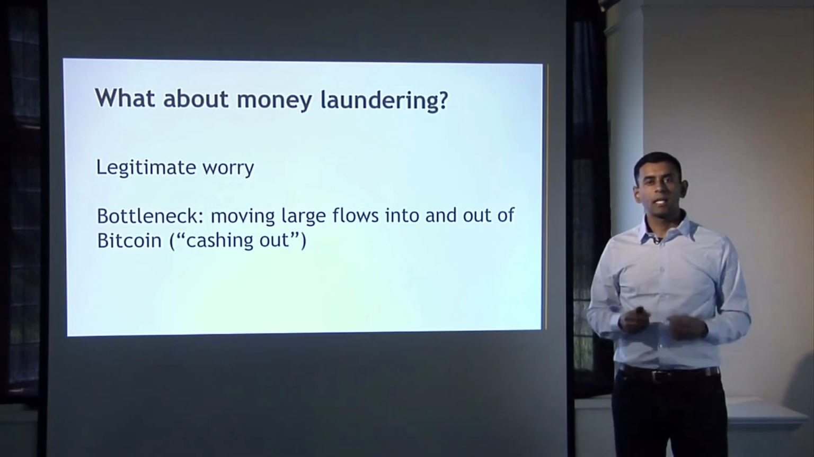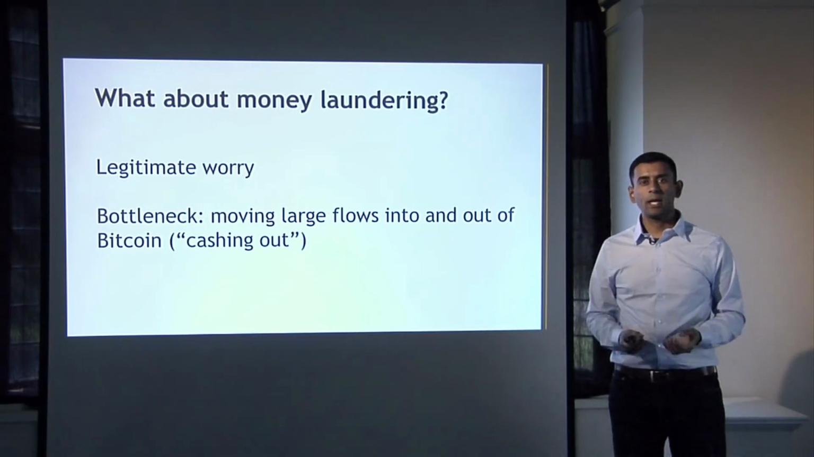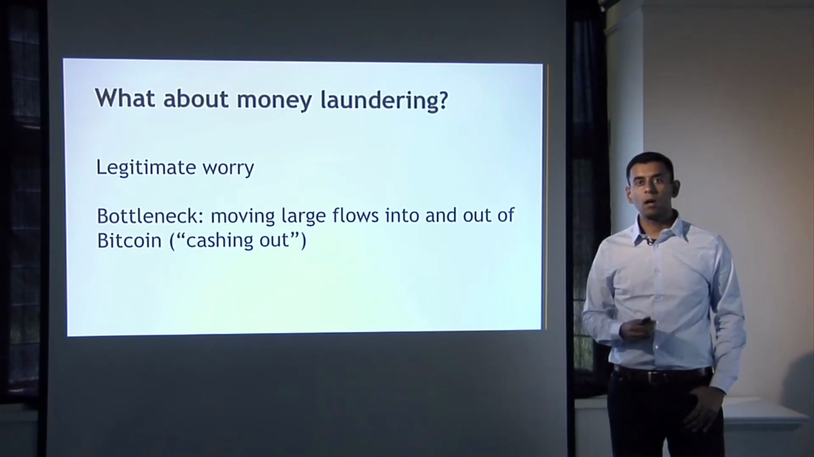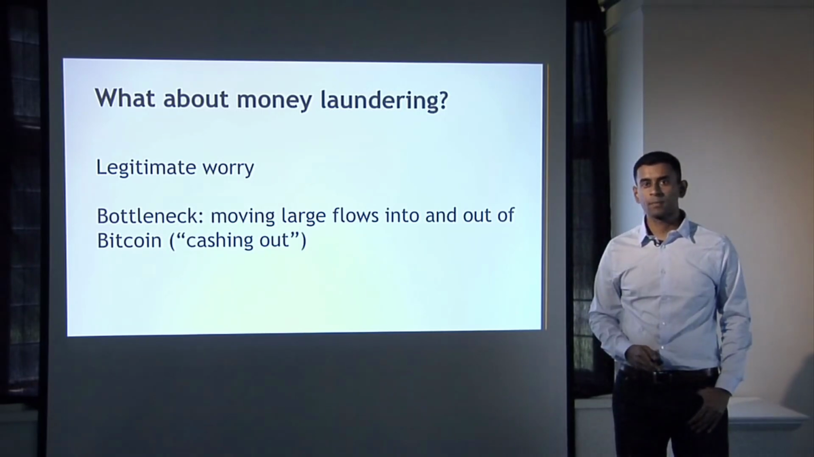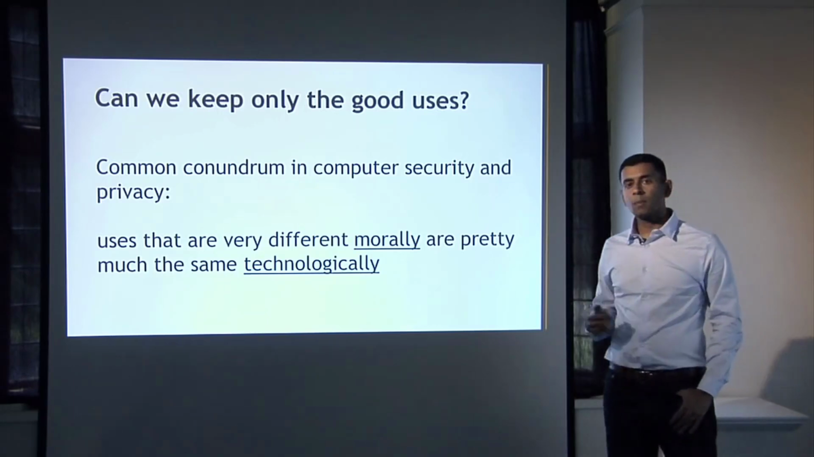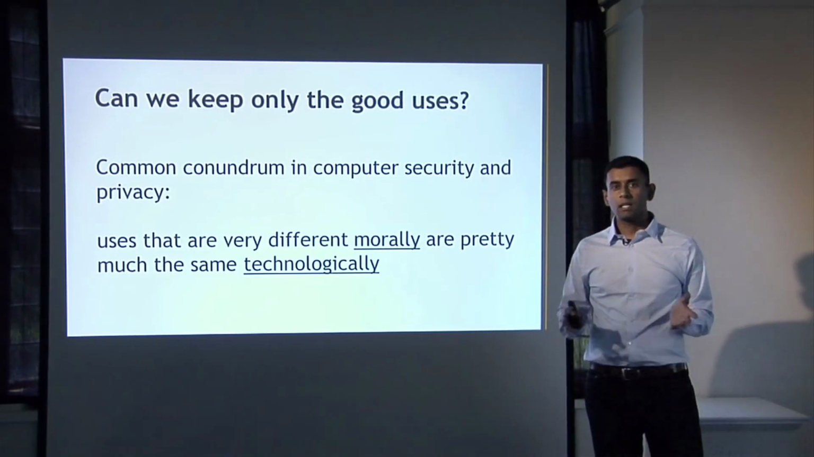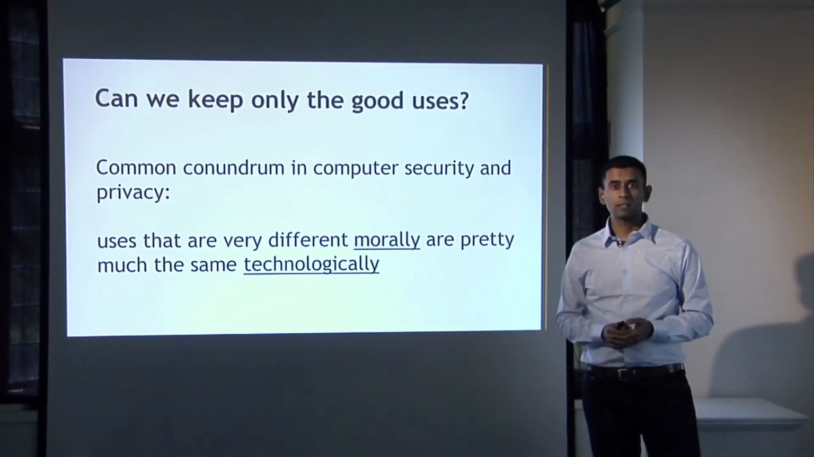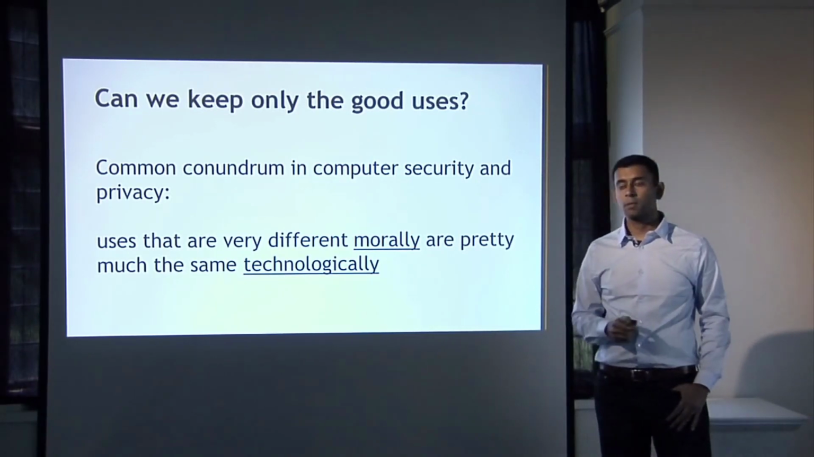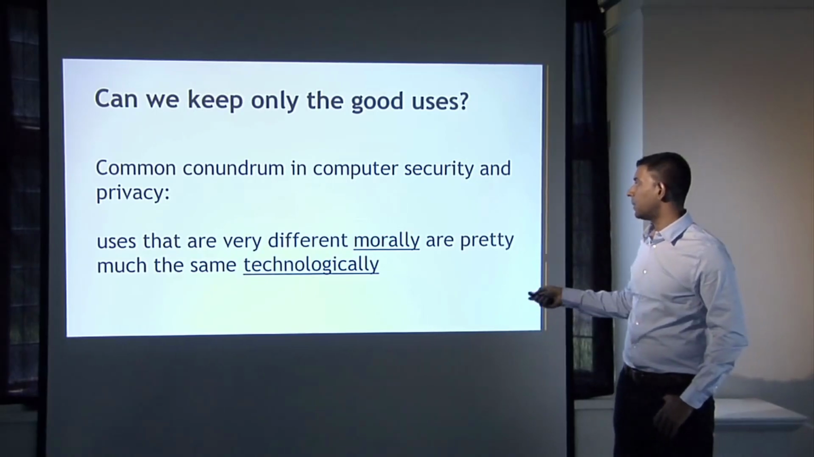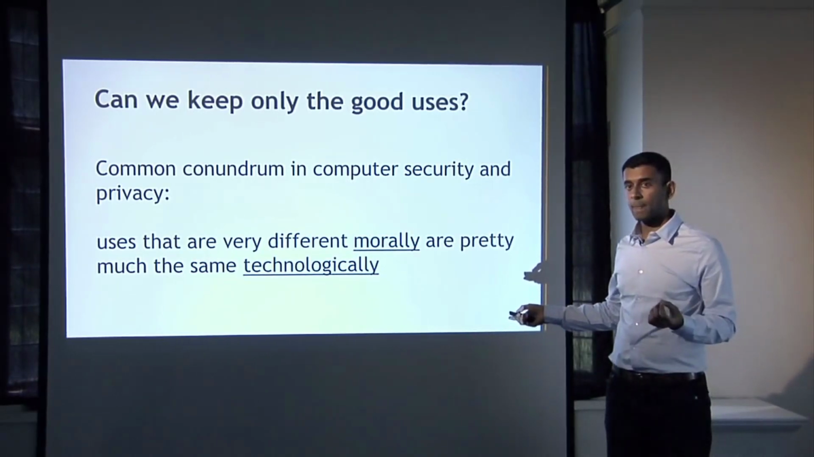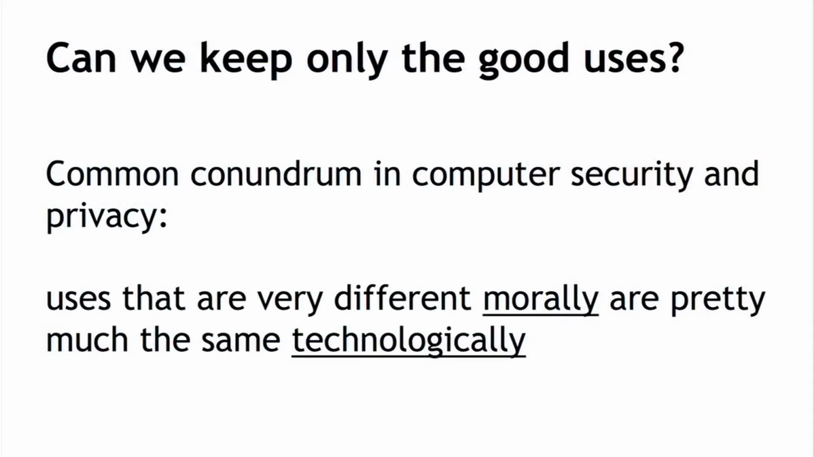Nevertheless, one could try to ask, can't we design the technology in such a way that only the good uses of Bitcoin anonymity are allowed and the bad uses are somehow prevented? Well, this turns out to be a quite common conundrum in computer security and privacy. In a lot of scenarios, we want something like this, but it never turns out to be possible. Why? Because these different uses that we perceive as being very different morally are going to be almost identical technologically. And if we want to encode some sort of moral rules into the technical rules of the system that are going to be automatically enforced by miners, it's not even clear how to do that.